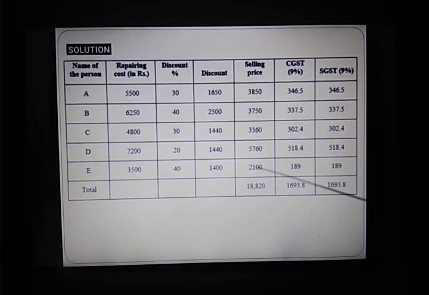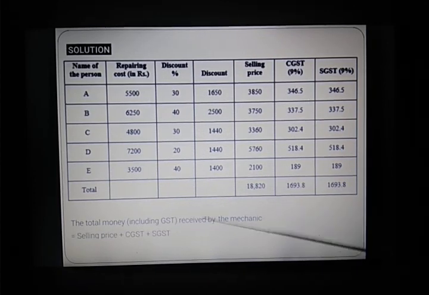So if you add all of them, the selling price for each of them will be added to this much. Now CGST will be added to this much, and similarly SGST will be added to this much. Now when you add all of them, this much amount will be received by the mechanic. So that's why total money including GST received by the mechanic is selling price plus CGST plus SGST, which will be equal to this much. So pause the video to note down.